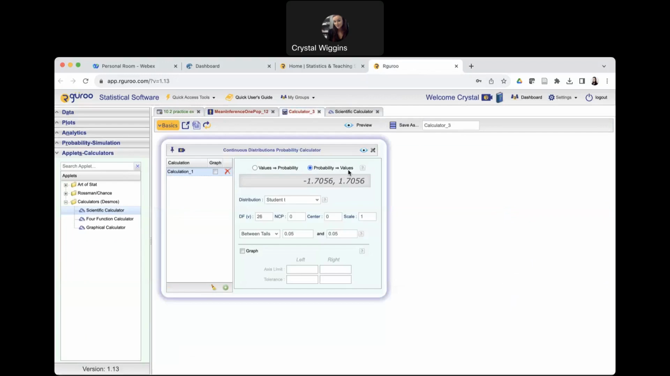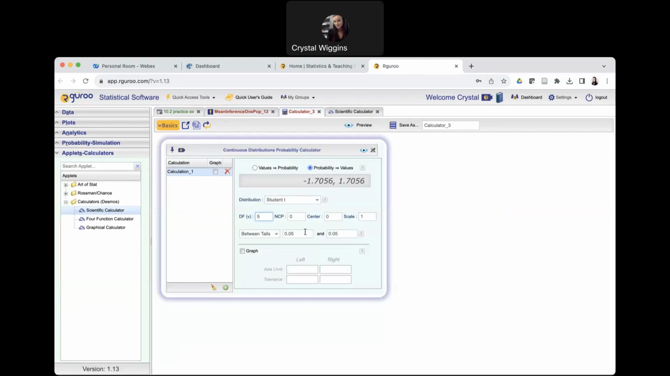Again, I'm going to make sure the mode is proper. I need a critical value, so the arrow needs to be pointing to value. I am using a student T. Degrees of freedom always stands for this sample size minus 1. In this case, my sample size was 6, so my degrees of freedom would be 5.